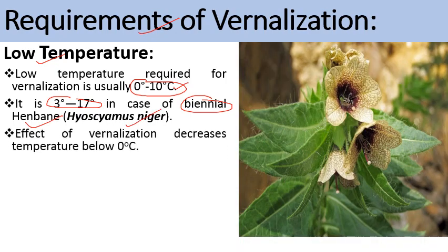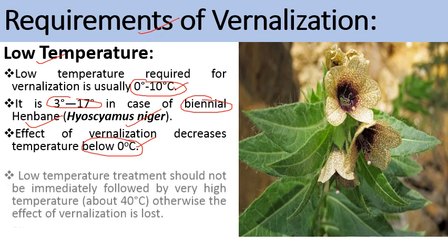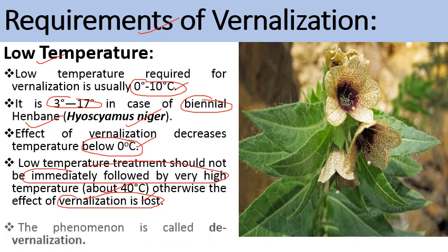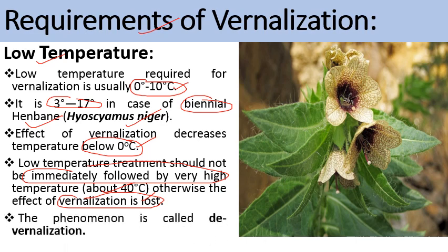Effect of vernalization decreases if temperature is below 0 degree Celsius. So अगर temperature 0 degree से कम हो तो effect इसका reduce हो जाता है, कम हो जाता है. Low temperature treatment should not be immediately followed by a very high temperature, that is about 40 degrees Celsius. Otherwise, the effect of vernalization is reversed or lost, and that phenomenon is known as devernalization.